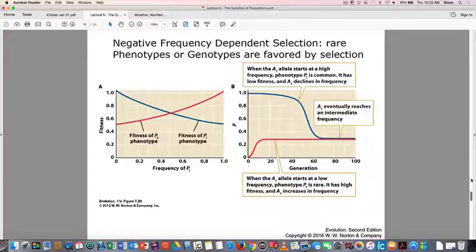So here's what's happening here. Here you've got a case, here's the fitness of the P1 phenotype, right? When it's relatively rare in a population, down in here, this is the frequency of the P1. What's its relative fitness compared to the P2? Is it higher or lower? It's higher, right?